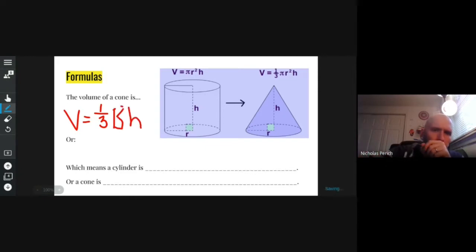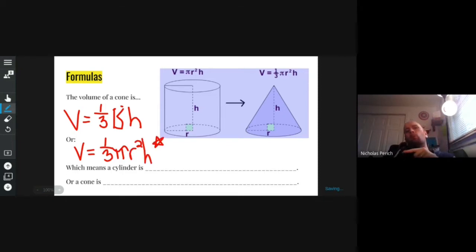Now, this is the equation that we wrote out the other day. Well, that's similar to the equation we wrote out the other day. Okay. The equation that we're going to care about is this: 1/3 pi r squared h. That is the formula I want you to memorize. 1/3 pi r squared h.